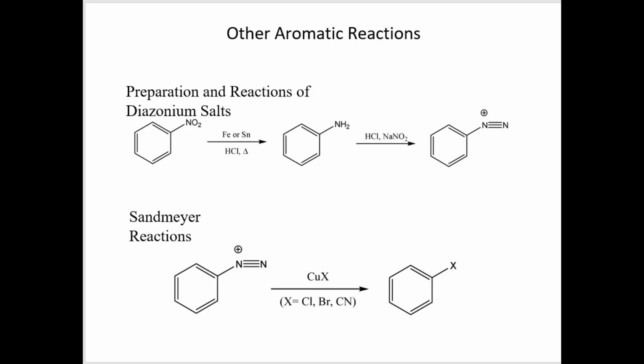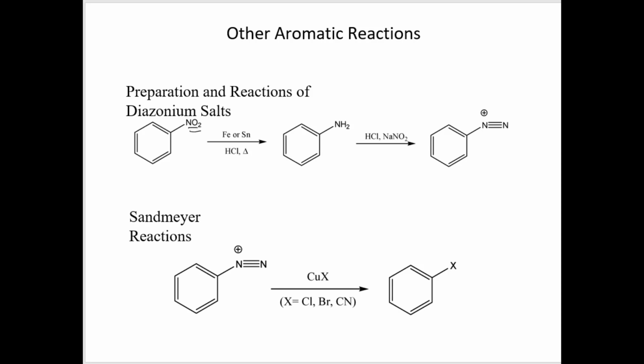So one of the things we can do then is prepare aryl diazonium salts by starting with an NO2 group, which we showed how to add. Then we reduce the NO2 group with iron or tin and HCl and heat to form the aniline with the NH2, and then we react that with HCl and sodium nitrite to form the diazonium salt.